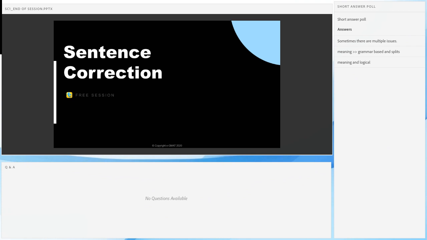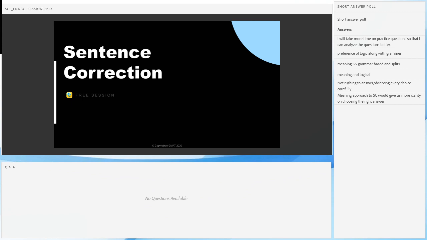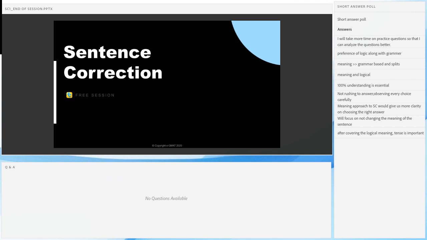Sometimes meaning is much more important than grammar, meaning and logic, the meaning approach to SC gives you more clarity. That's good. I'll take more time on practice questions so I can analyze. That's one of the best things I can really recommend. Not changing the meaning after covering logical meaning. Tense is important. That's kind of the next level of understanding. That's good. All right, let's get a few more insights.